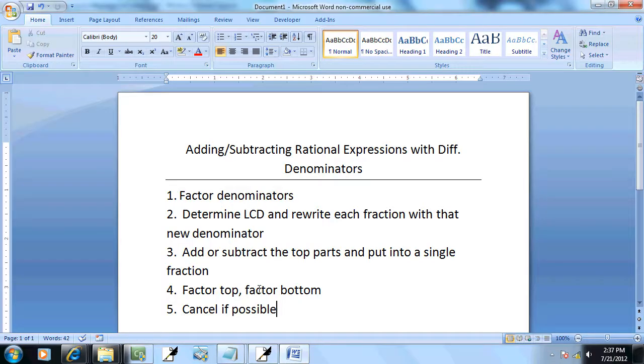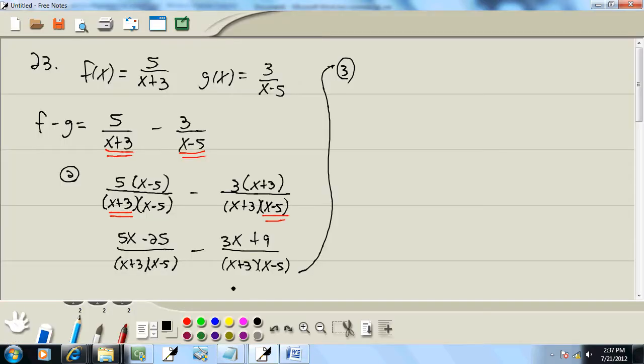Step 3, add or subtract the top parts and put it into a single fraction. Well, remember when you have a negative out in front of a fraction, it's going to flip the sign of all the terms up on top. So when we merge these into a single fraction, we're going to have 5x minus 25 minus 3x minus 9. Again, it changes the sign of both of those, over our denominator.